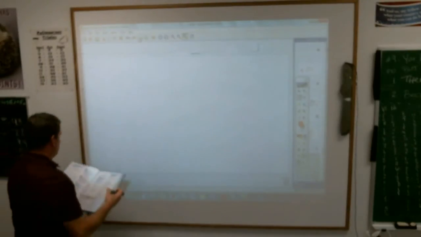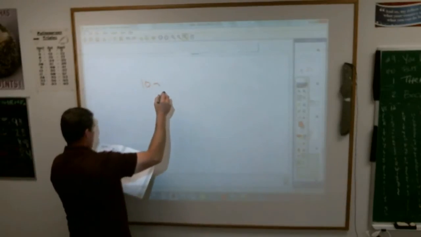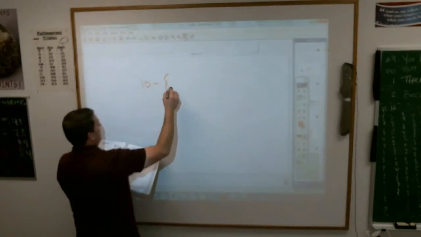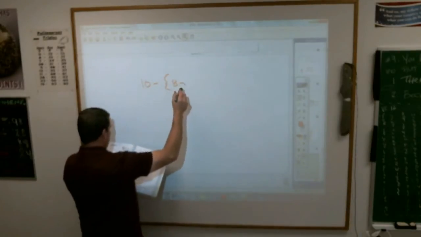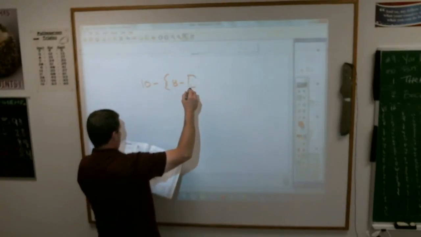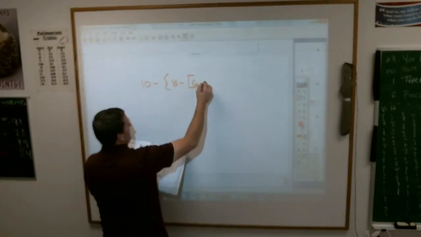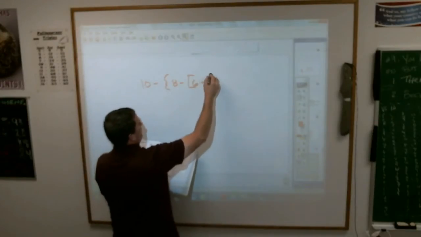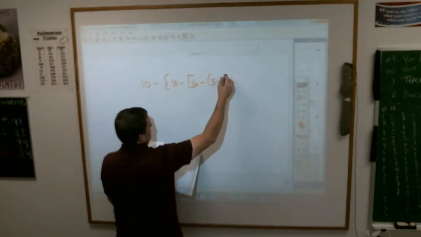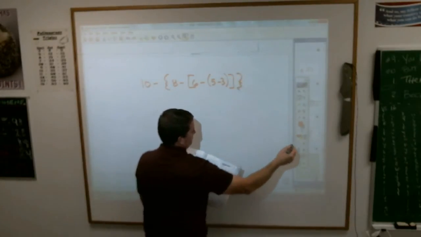Take a look, this is where things get a little goofy. 10 minus, erase my favorite symbol of all, 8 minus bracket, minus, I'm sorry, 6 minus parenthesis 5 minus 3 parenthesis bracket. Oh my god.